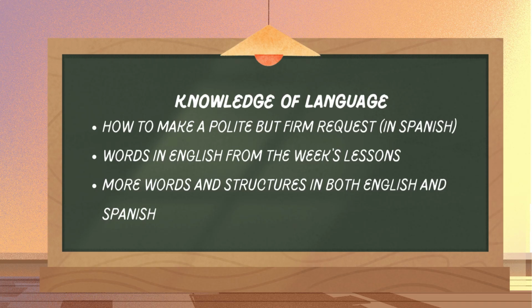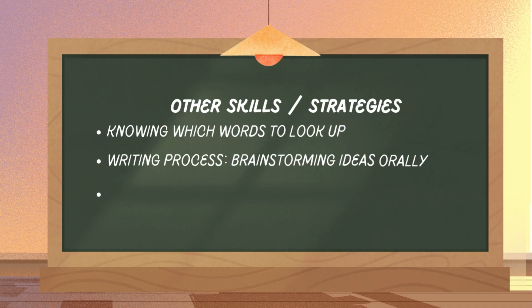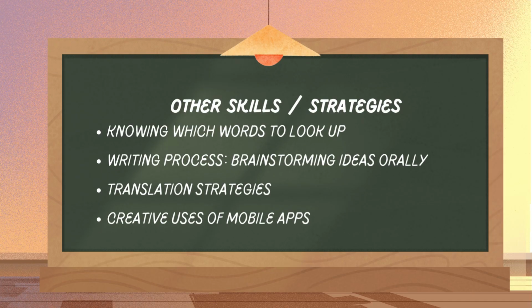his current knowledge bank. Other strategies that we see are knowing which words are essential to look up to understand the overall meaning of a task, a writing process that involves brainstorming ideas orally before writing them down, the ability to translate some structures from his first language using what he has learned about those structures in English, and strategies for problem-solving spelling difficulties, maybe using some mobile apps.